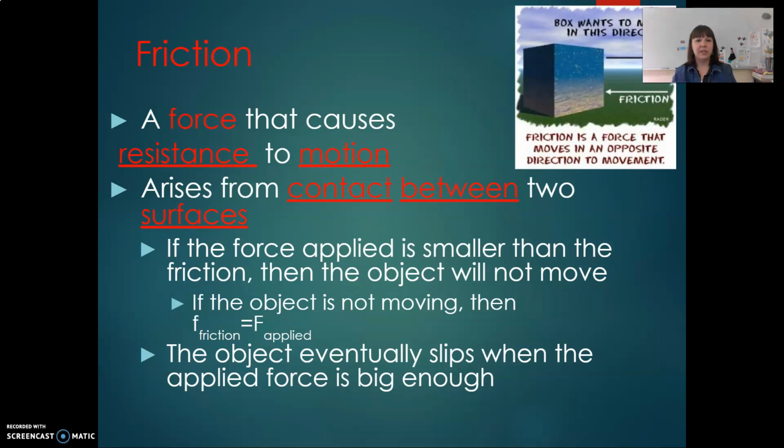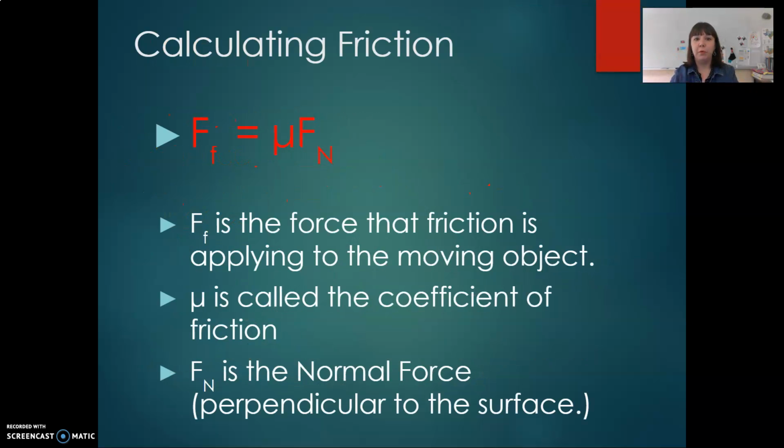It arises from contact between two surfaces. The force of friction has to be smaller than or equal to the force that's applied. You're never going to have a bigger force of friction. That's never going to happen. It's only resisting. And when the force applied gets big enough to overcome friction, that's when it'll slip and move.